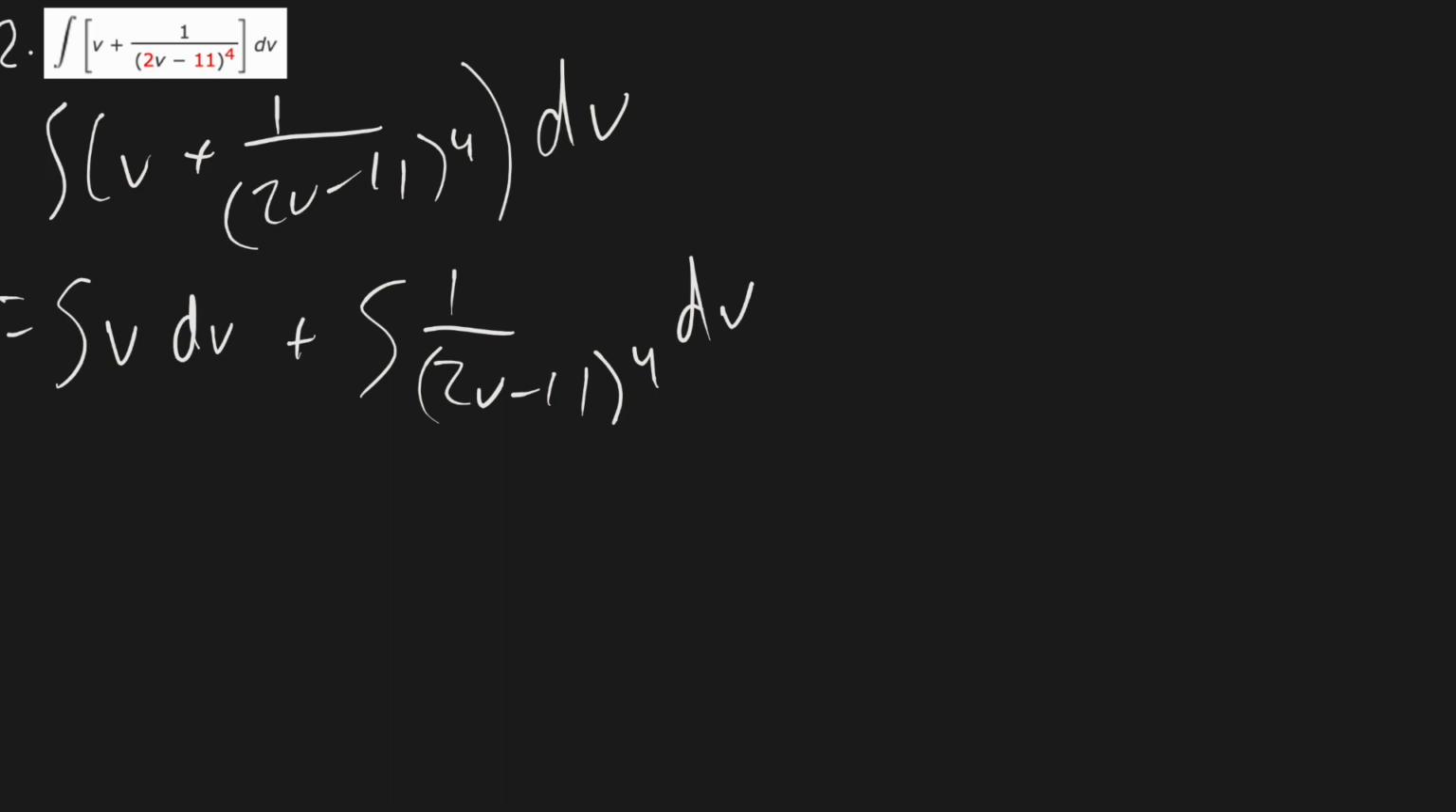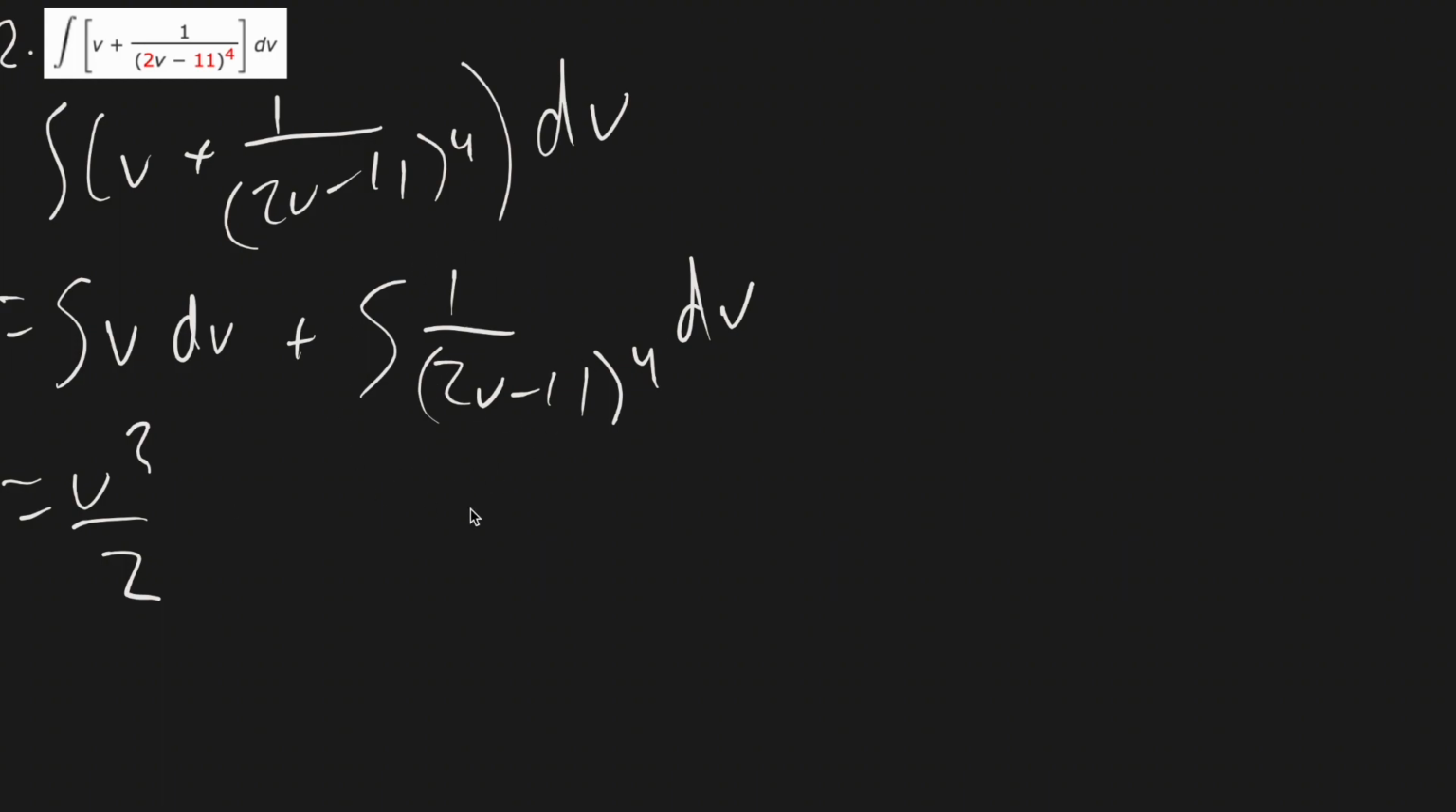Integrating this one is easy. This is equal to v squared over 2. And now we would put plus c, because this is an indefinite integral. But when we integrate this one, it will also have a plus c. So we only need to write it once. So I won't write it until we're writing the final answer, just for clarity.